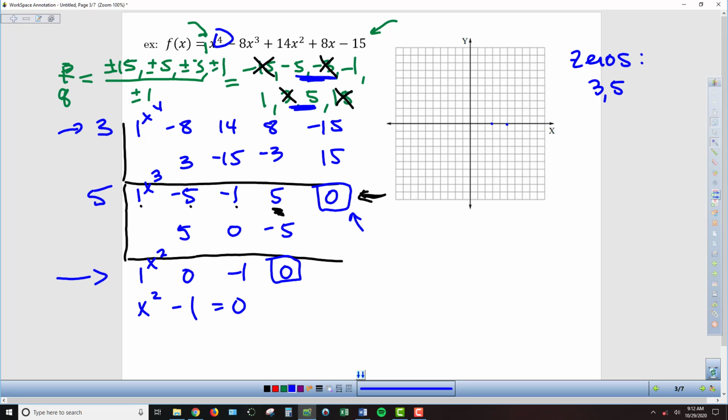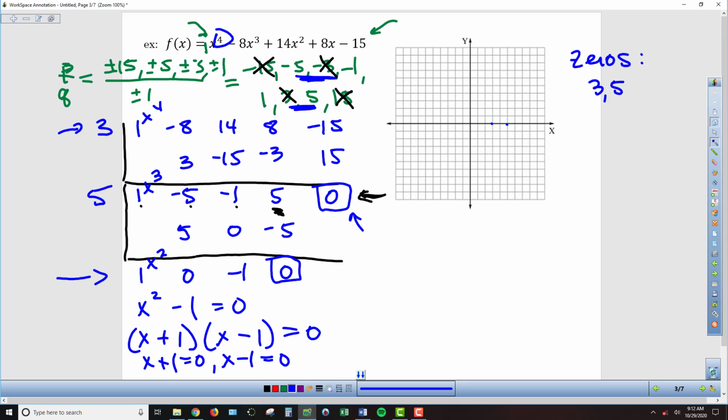We can factor this. We can solve using square roots. We have options. So I've got x plus 1 times x minus 1 equals 0. So I just take this equation, set it equal to 0, and then I just need to solve. So I'm going to set x plus 1 equal to 0 and x minus 1 equal to 0. And so then I just get 1 and negative 1 as my remaining 2 zeros. So 1 and negative 1.